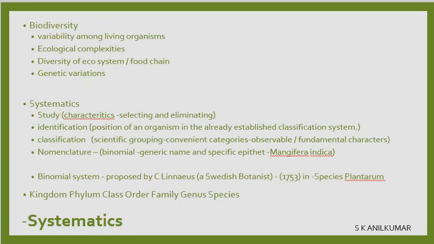Now we have seen the different characteristics which help us to define a living thing. Now what is systematics? We will see now. What is biodiversity? Biodiversity means the diversity or differences among living things, plants and animals. The variability among the living organisms.